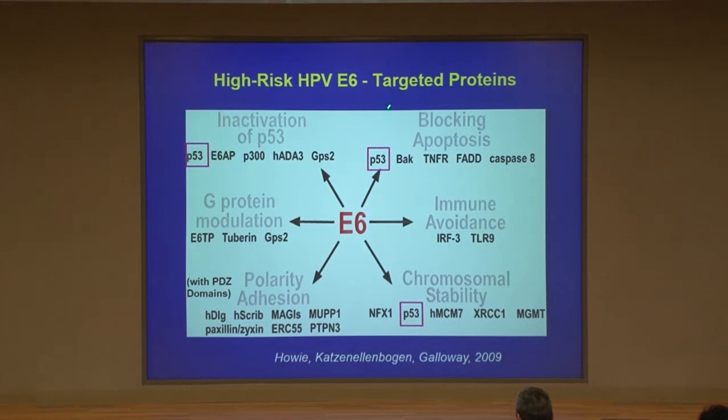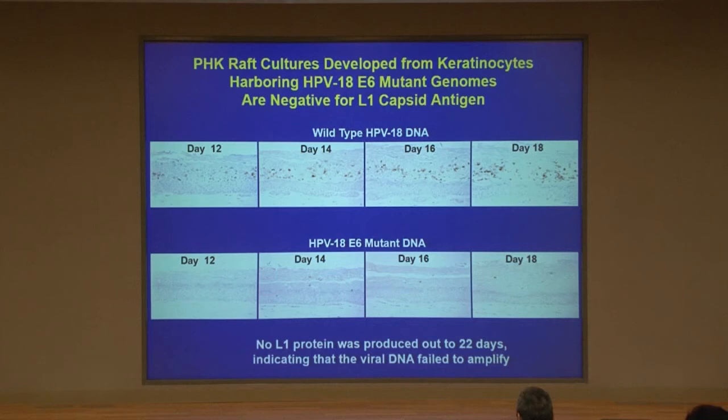E6 is a multifunctional protein. It targets many host proteins for degradation in the case of the high-risk virus. And one prominent target is p53. Actually, all the small DNA tumor viruses target p53. So the question is, which one is E6 targeting in this productive phase? So two other students made different E6 mutants. Some are null mutations, some are point mutations. And the key thing is that we want to see what would happen if we cannot target p53.